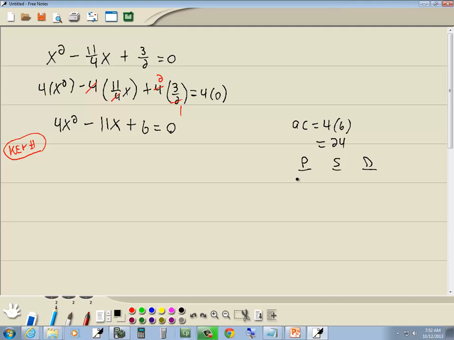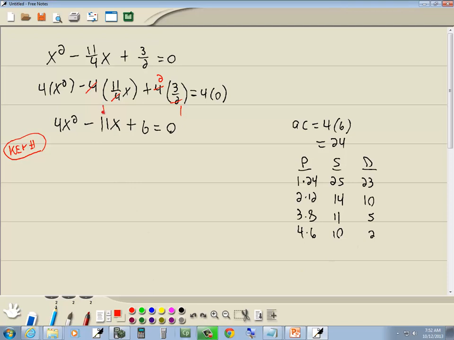The P is going to list all the products to give us 24. We got 1 times 24, 2 times 12, 3 times 8, and 4 times 6. And the S column, we're going to add those together. S for sum. 1 plus 24 is 25, 2 plus 12 is 14, 3 plus 8 is 11, 4 plus 6 is 10. And the difference column, D for difference. We'll subtract smaller from larger. 24 minus 1 is 23, 12 minus 2 is 10, 8 minus 3 is 5, and 6 minus 4 is 2.